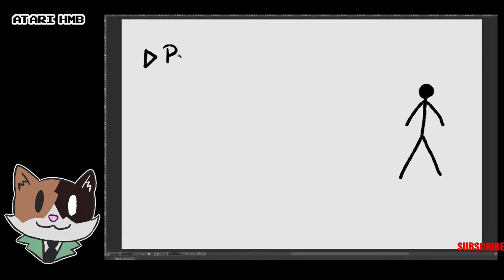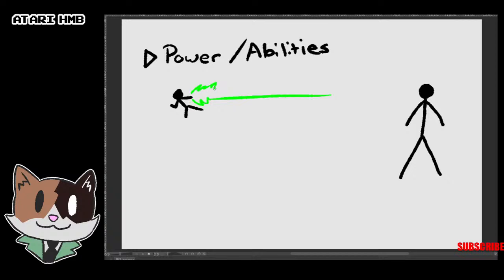First is powers and abilities. Now, powers and abilities, for example, is going to be something along the line of what a character is capable of. This could include many examples, such as shooting a projectile from his hand, in the sense of being able to have an attack that can be shot from far away.